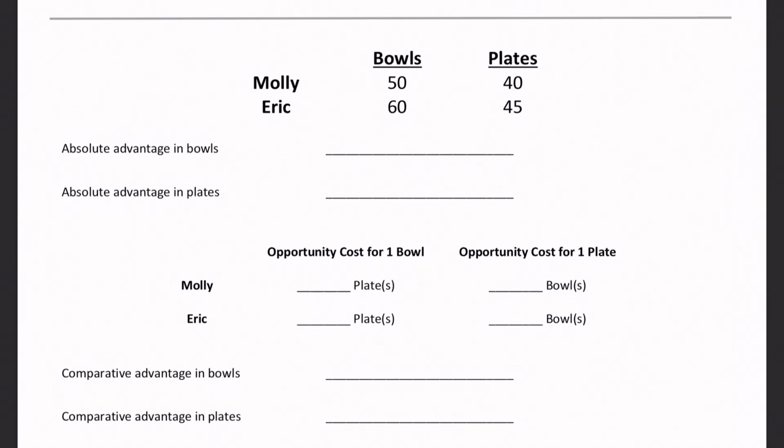Let's say they're making either bowls or plates. They're throwing some clay on their pottery wheel. They're making either bowls or plates, and we have Molly and Eric. And let's say when it comes to making bowls, Molly can produce 50 bowls if she put all of her attention on bowls, Eric could produce 60 bowls. So who has the absolute advantage in the production of bowls? Well, again, 60 is larger than 50. Eric is the one that has the absolute advantage.